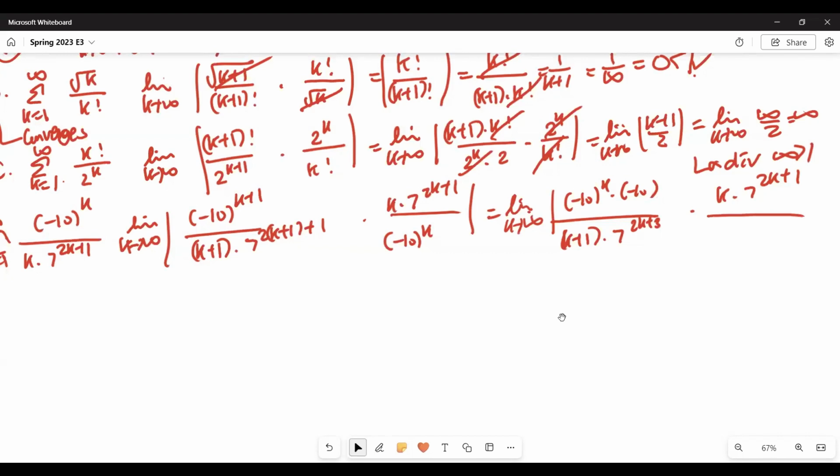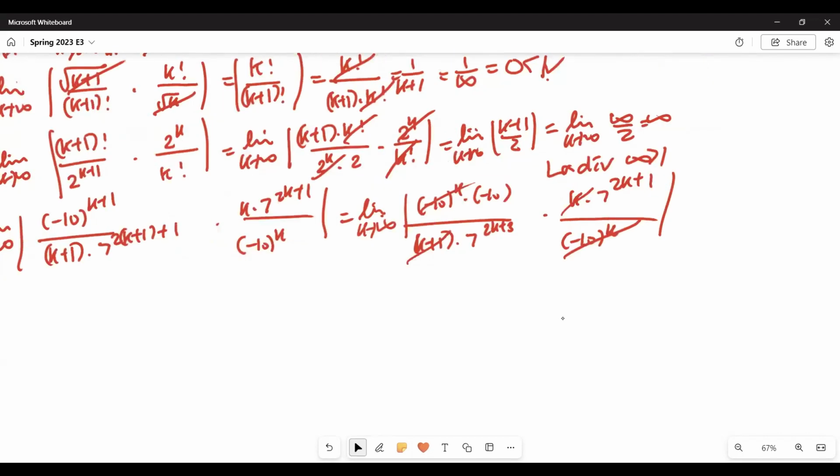And then over negative 10k. Let's cancel out. This thing canceled out. Then what else can be cancelled out? k and k plus 1 can be cancelled out because they're the same power, just first power. So we are left with negative 10 and 7 to k plus 1, and then 7 to k plus 3, which I'll write down.